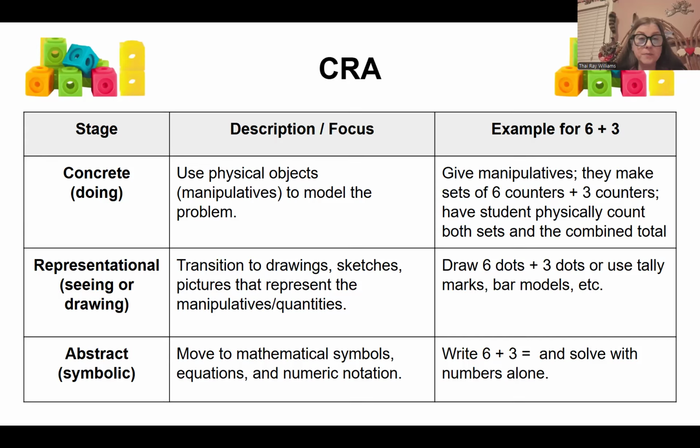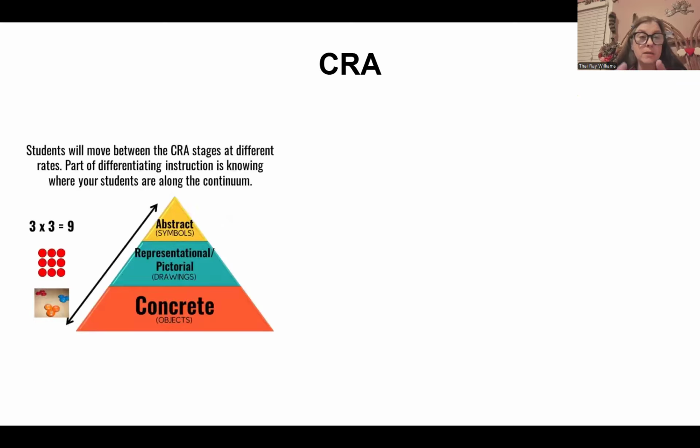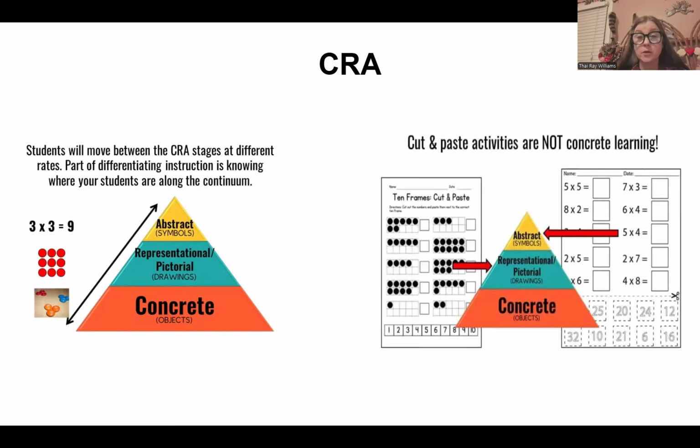And so when we're talking about CRA, we want to realize that students can move up and down these stages at different rates. You may have students who are at a concrete level, and you may have students in the same class, in the same group, that are at an abstract level. This is why it is important that we differentiate instruction. This is also why we use things like UDL, because you can have students all along this continuum.